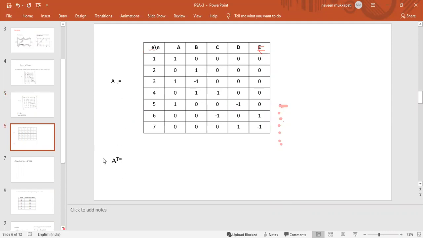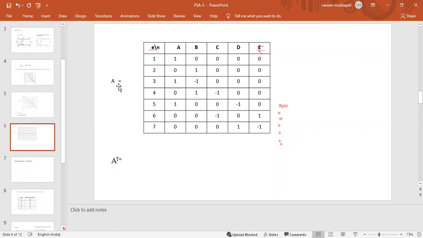Then we find the transpose of that matrix. What is the procedure for transposition? The rows will be considered as columns and the columns will be considered as rows. That is the transpose of the A matrix. After completing this, we find the A transpose matrix.